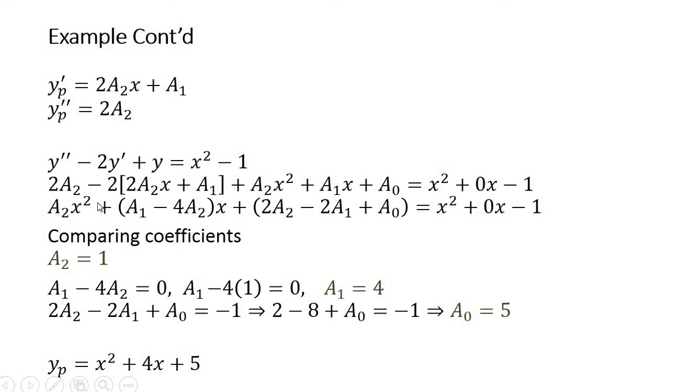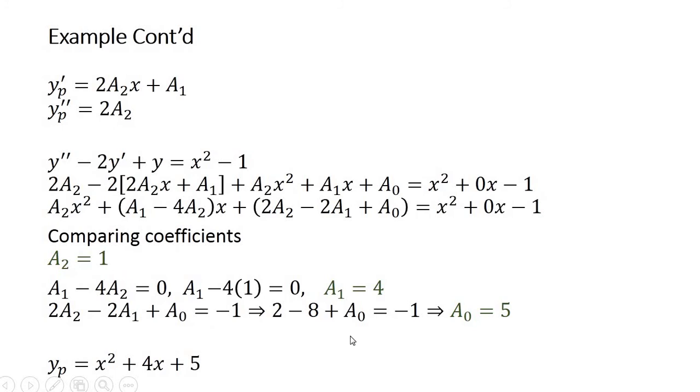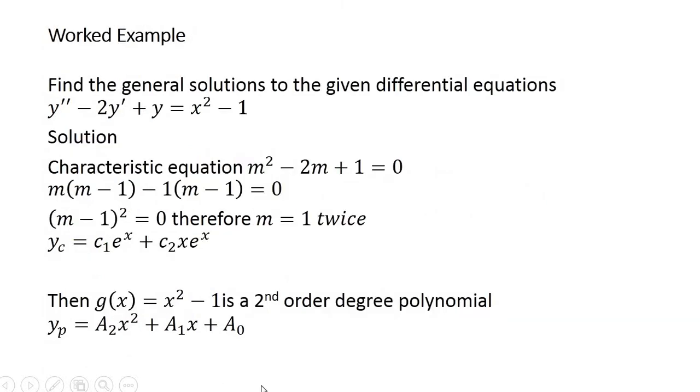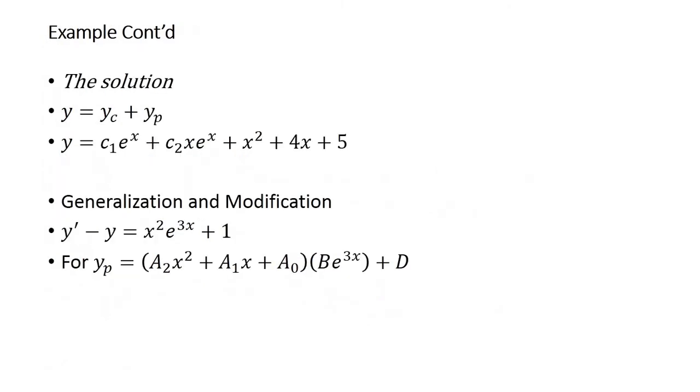you can substitute them into your actual particular solution. These are the constants to be determined. Then we have managed to determine those constants, and they are given by a naught is 5, a1 is 4, and a2 is 1. Substituting them in this equation, you get your particular solution yp in the form of x squared plus 4x plus 5.